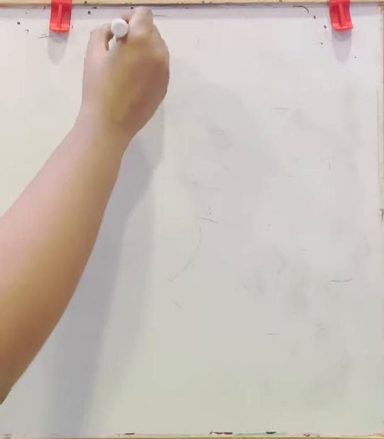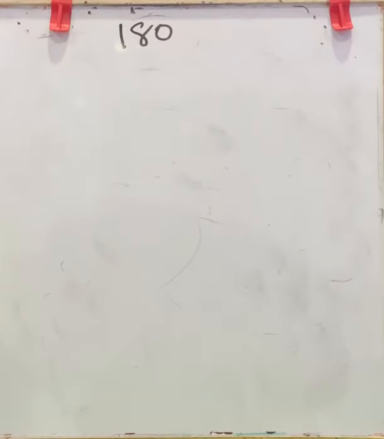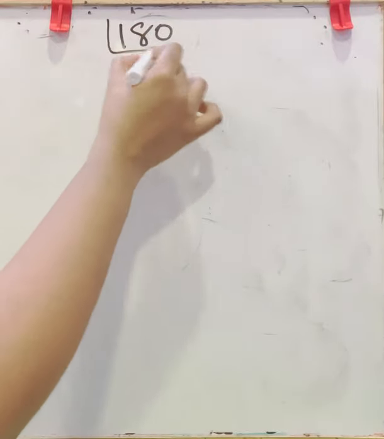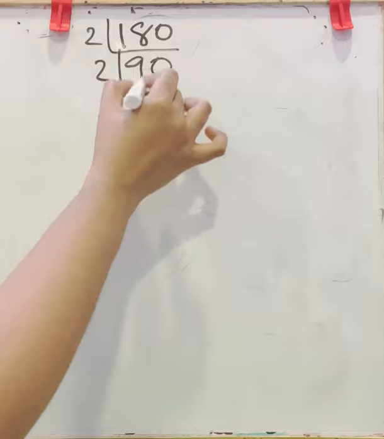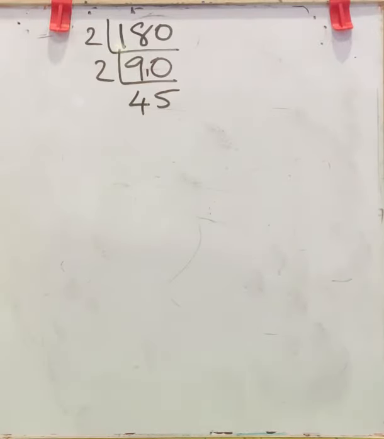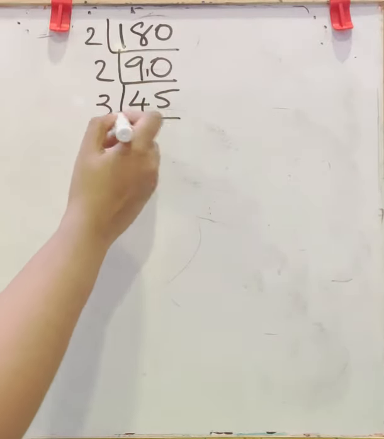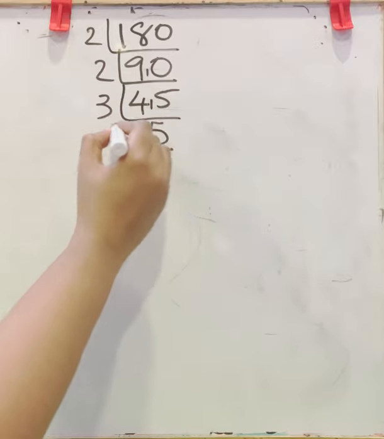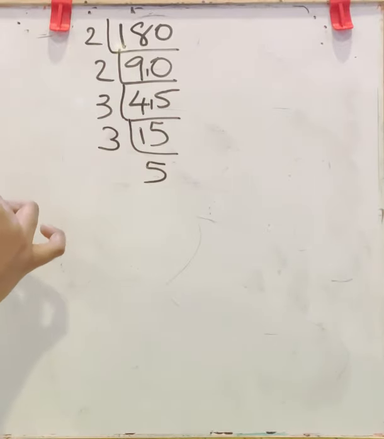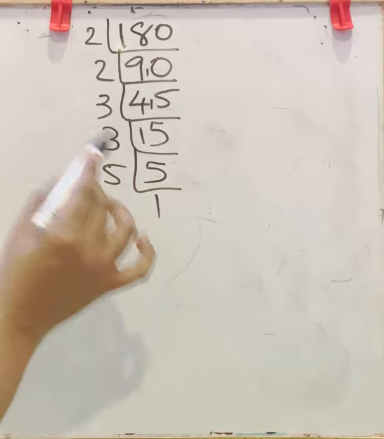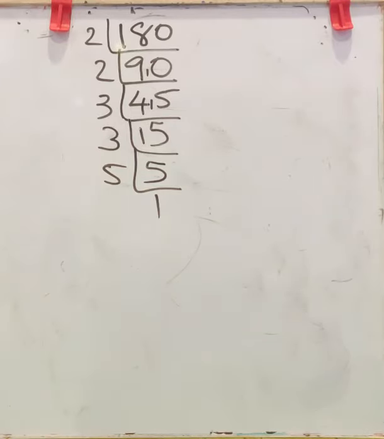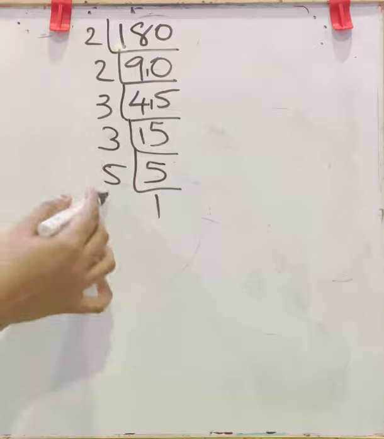Next, 180. This is not a perfect square. You have to make it a perfect square. First you have to factorize it. 2, 9 2s are 18, carry down 0. 2, 4 2s are 8, 5 2s are 10. In this 3, 3 1s are 3, 5 3s are 15. Again 3, 5 3s are 15. Now in 5, 1 times 5. We got 1 here, so you can't proceed. Now this is the factorization of 180.